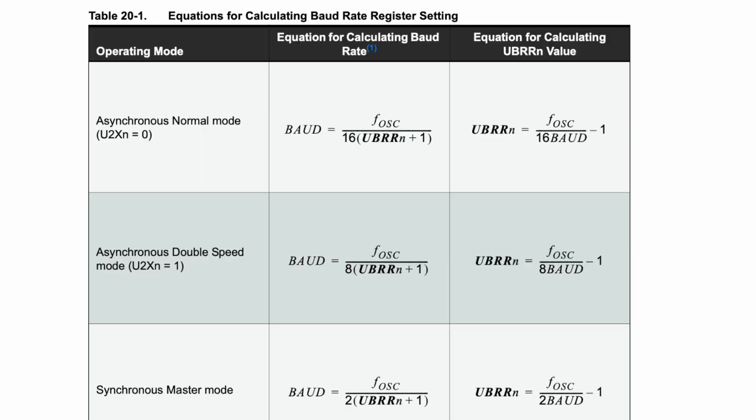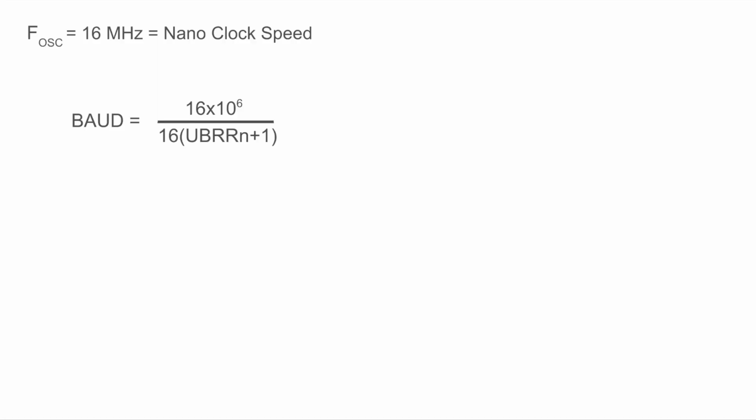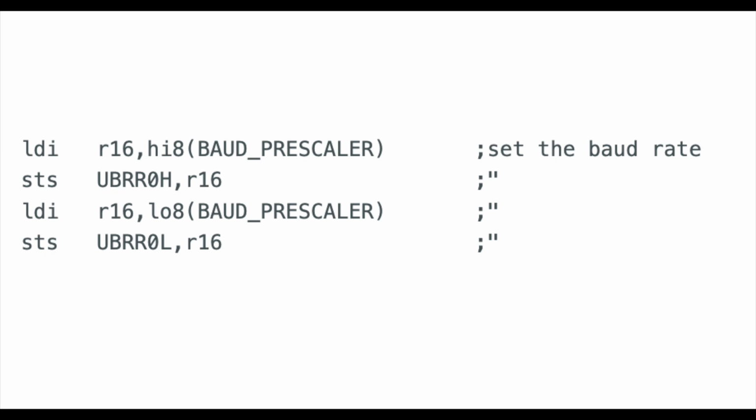Next, to determine our baud rate, we use this formula, where we ultimately have our USART baud rate register, UBRRn, constant set to 103, as it gives an approximate baud rate of 9600. To actually set this baud rate, we need to put the value 103 into the UBRR high and low registers, where we take the high byte of the baud prescaler, 103, load it into the high UBRR byte, and do the same for the low byte.